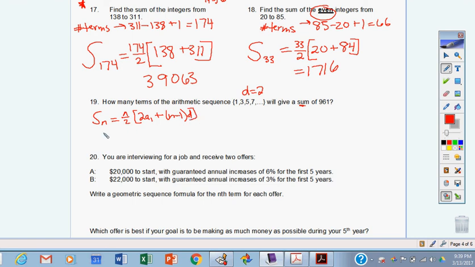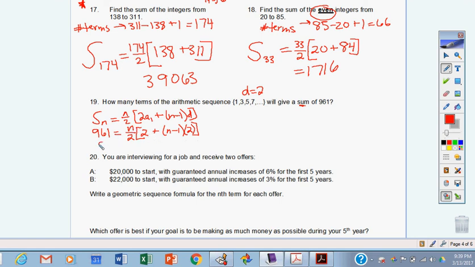Well, here's the deal. We got some different info there. We know this comes out to 961. Okay, we know the whole answer comes out to 961. N would be n because that's literally what they're asking, so n over 2. And then 2 times the first term. Well, the first term is 1, so I'm just going to throw a 2 in there. I'm going to add n minus 1. We do not know what n is. That's the kicker. And we do know the d value is 2. All right, so we have one variable in here.